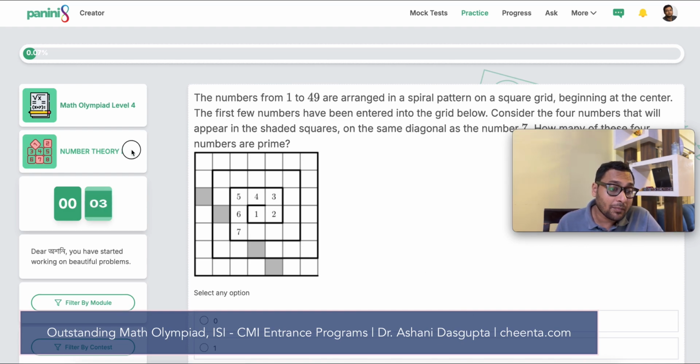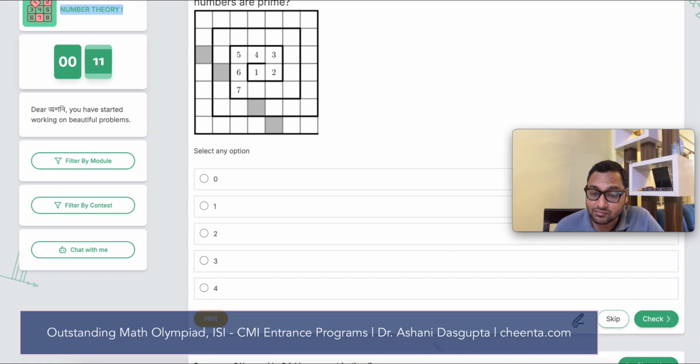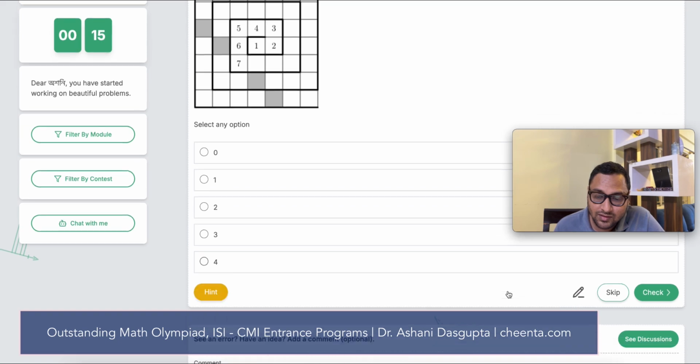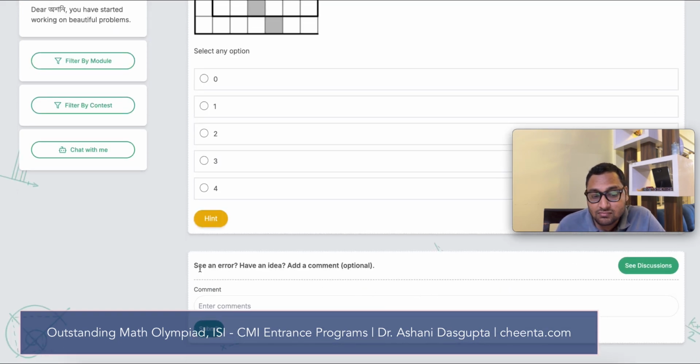Now this problem is from number theory. So as I said, a mixed set of problems will come. You can again check the hint. You can doodle some math and try to solve this problem. If you see an error or if you have an idea related to the problem, you could put it as a comment.